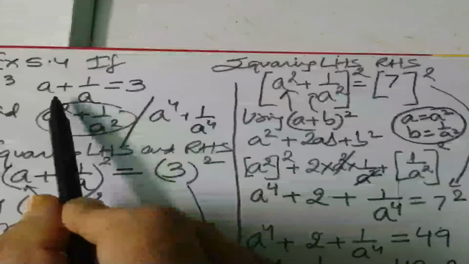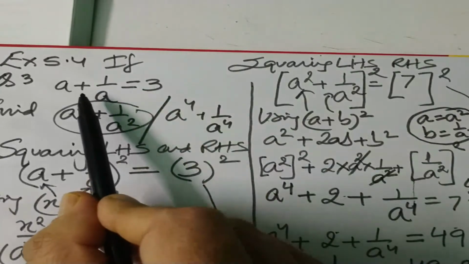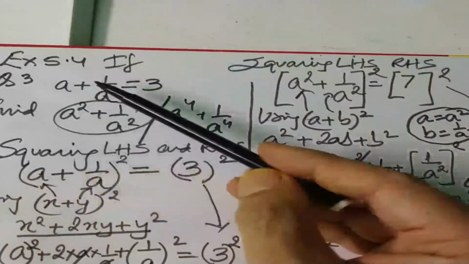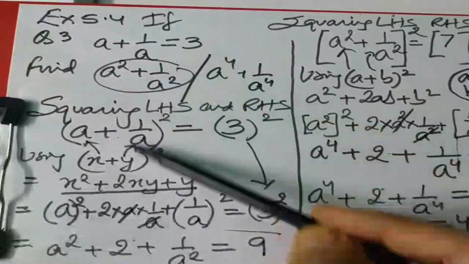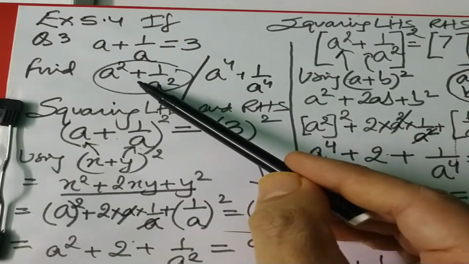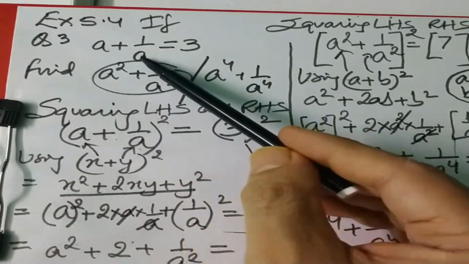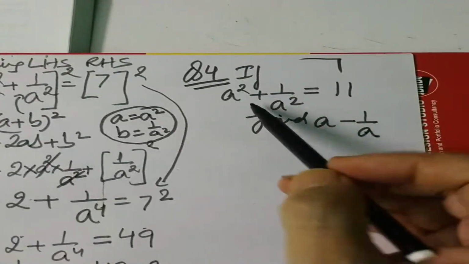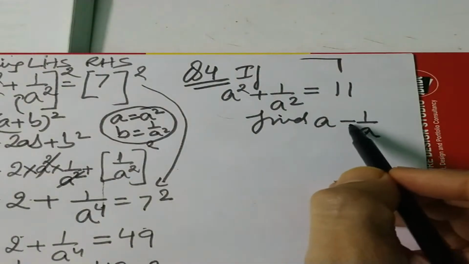Now the difference between the two questions has to be understood. Here it is written a + 1/a is equal to 3. So we squared the number which was not a square. I have squared the left side and made it into a square. Why? Because I have to find a square. Since I have to find a square, I have done the square of this. And in question 4, the square is already given, and you have to find a - 1/a.